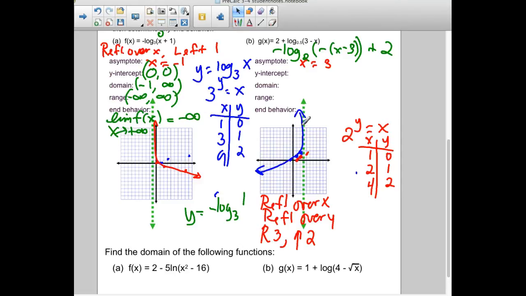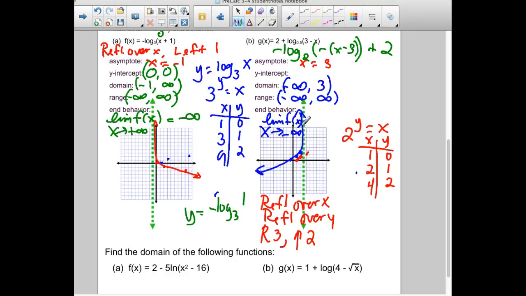Yes? So this becomes a reflected curve. Yes? So, domain? Okay. Range is everything. Which way is our limit going to go? Limit as x approaches, we're going to the left towards negative infinity. Okay. So the limit of my function as x approaches negative infinity is negative infinity. All right, the only thing we didn't check is the y-intercept.